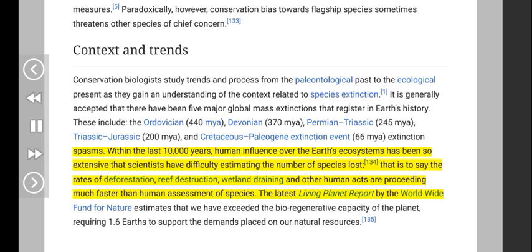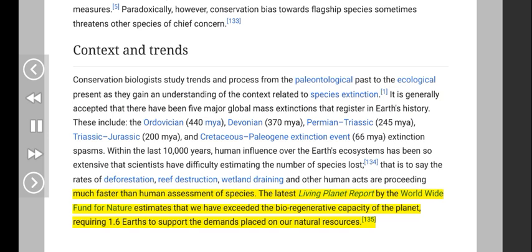That is to say, the rates of deforestation, reef destruction, wetland draining and other human acts are proceeding much faster than human assessment of species. The latest Living Planet report by the Worldwide Fund for Nature estimates that we have exceeded the bioregenerative capacity of the planet, requiring 1.6 Earths to support the demands placed on our natural resources.